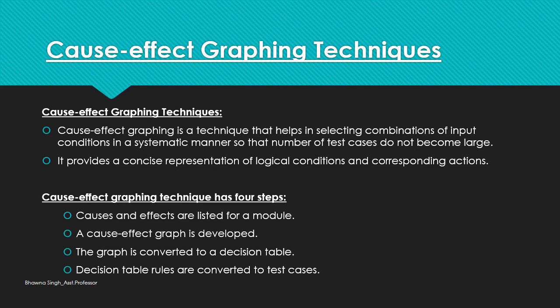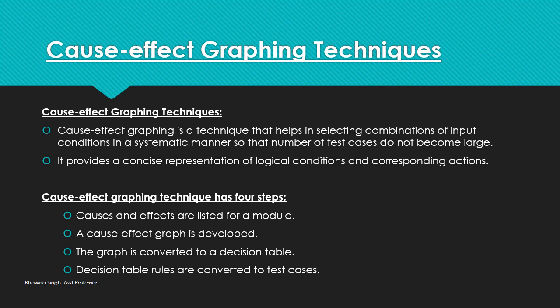Based on that, we are creating a kind of graph, graphically representing all the relationships between the input, output and their result. And based on that graph we create a decision table, out of which the test cases will be developed. So this cause and effect graph technique has 4 steps.